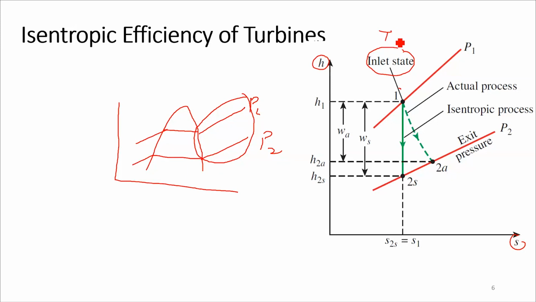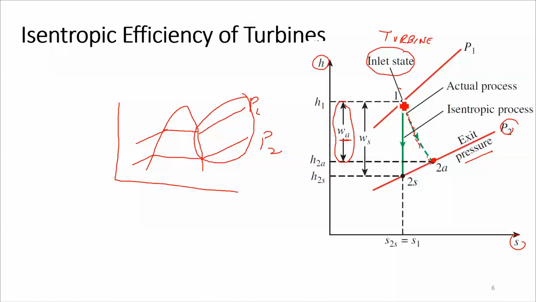Let's say we are talking about a turbine. This is the inlet state. Fluid is coming in at high pressure and high temperature. As the actual process takes place, this dotted process, your system moves to the second pressure, P2, which is the exit pressure. As you move from 1 to 2, some work is generated. This is the actual work out of the turbine.